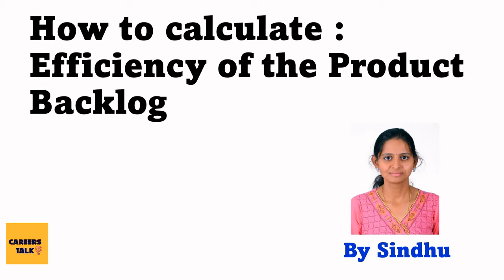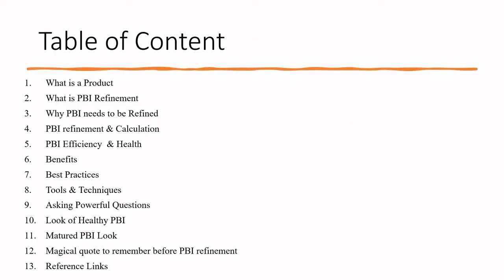Okay, so moving to the next slide, table of contents. So what is a product? What is a product backlog refinement? Why do PBIs need to be refined? PBI refinement and calculation, PBI items efficiency and health, benefits, best practices, tools and techniques, asking powerful questions, look of a healthy PBI, mature PBI look, magical codes to remember before PBI refinement, reference links.